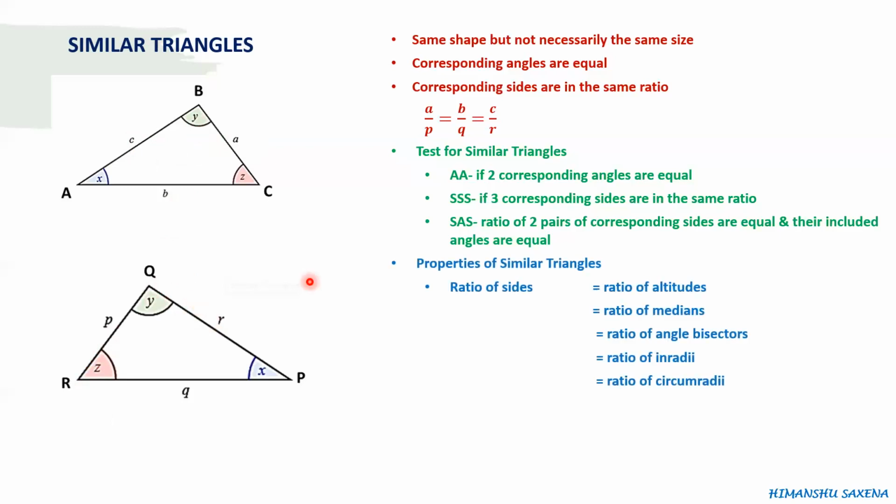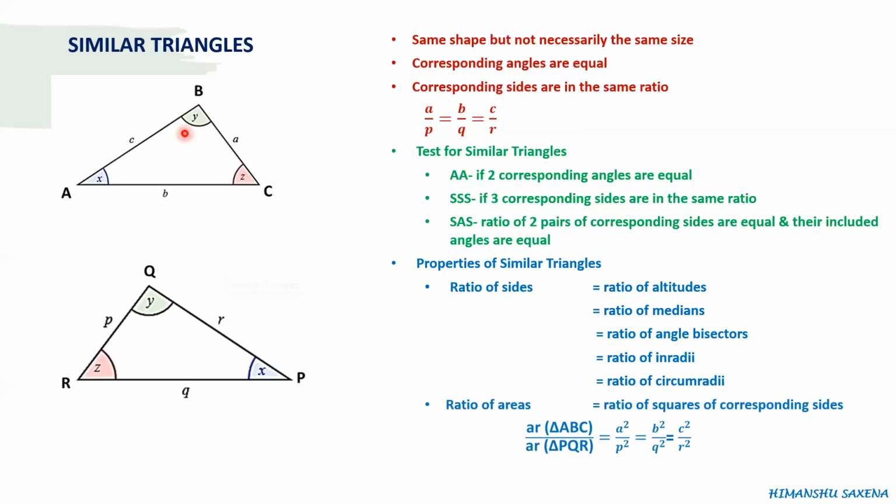There is another property of similar triangles, that the ratio of the sides of the similar triangle is equal to the ratio of altitudes, is equal to the ratio of medians, ratio of angle bisectors, ratio of inradii, and ratio of circumradii, right? And the ratio of areas is also equal to the ratio of squares of corresponding sides.